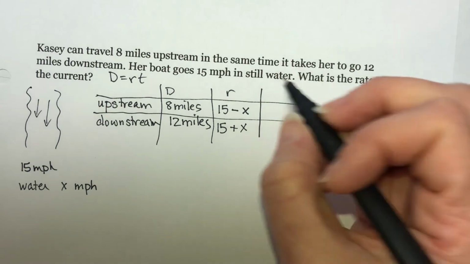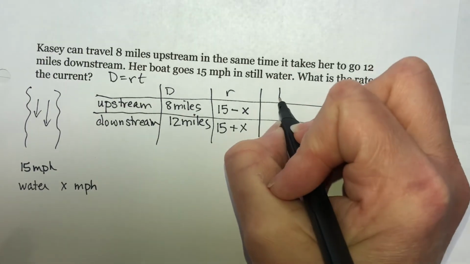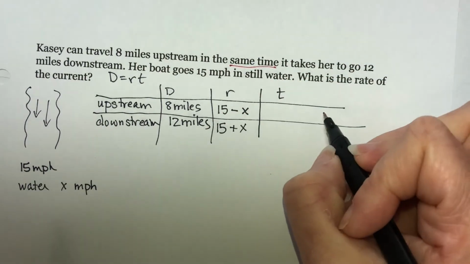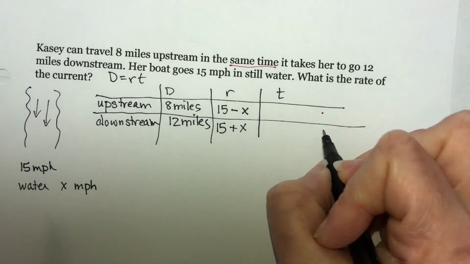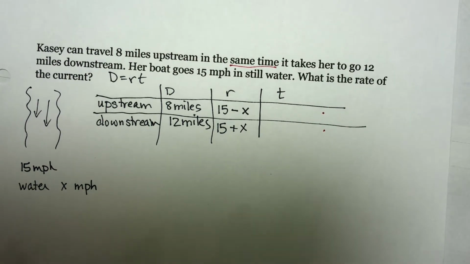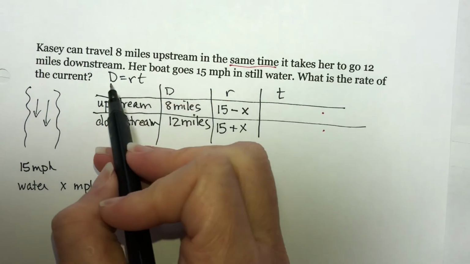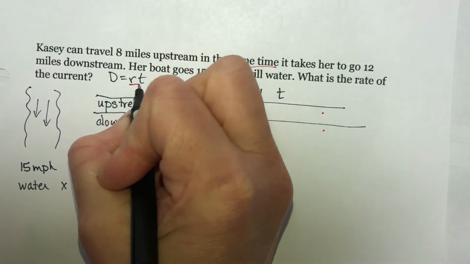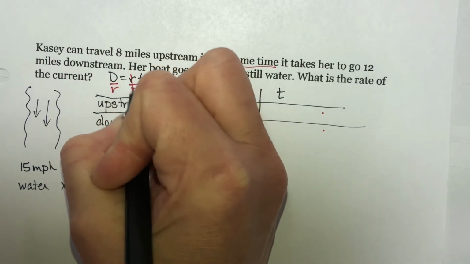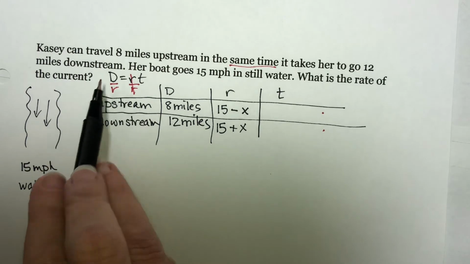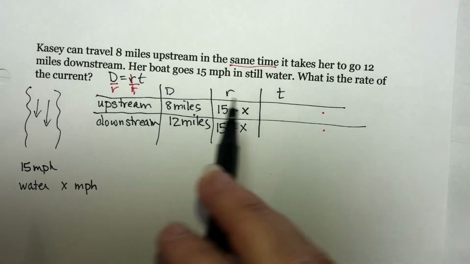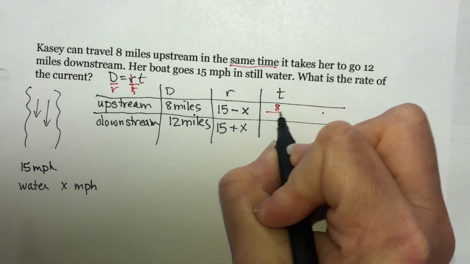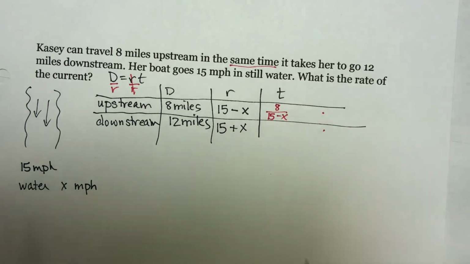Okay. So we have D, we have R. We need a way of talking about time. Now, we are told that it's the same amount of time. So if I can find a way of talking about this in math and then talking about this in math, I could put an equal sign between them and I have my equation. All right, so let's look at D equals RT. I have my distance, I have my rate. If I divide both sides by R, I see that time is equal to the distance over the rate. So the time here is going to be the distance, which is 8, over the rate, 15 minus x.